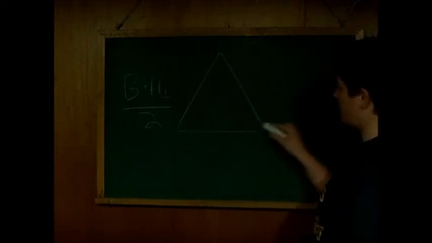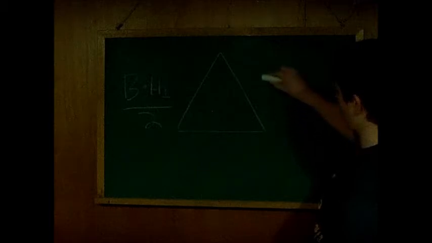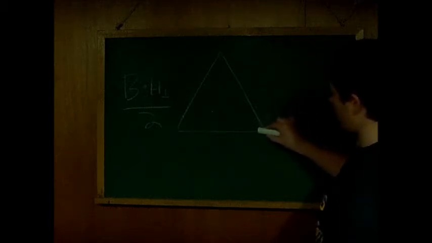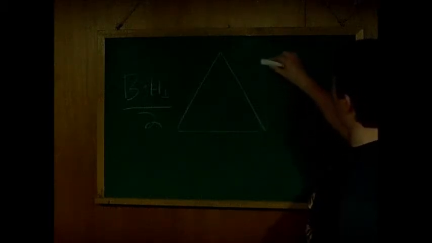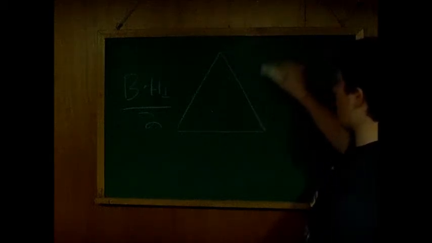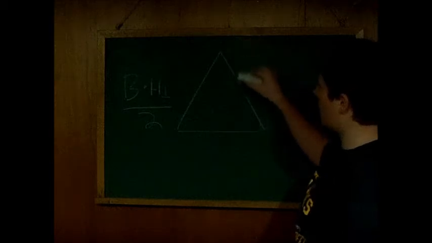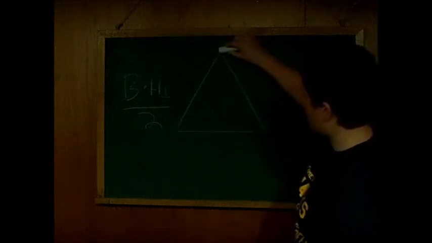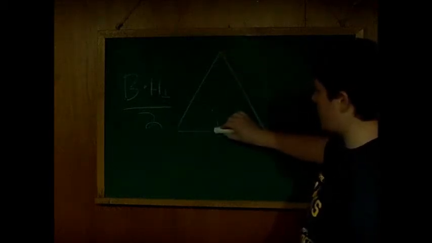So if you come over here to the base and you go straight up, this should be a 90-degree angle right here. And then if you go up and come over from the top, that will be your height. You don't want to use the slanted height. You want to use the height from the top peak down to the base.